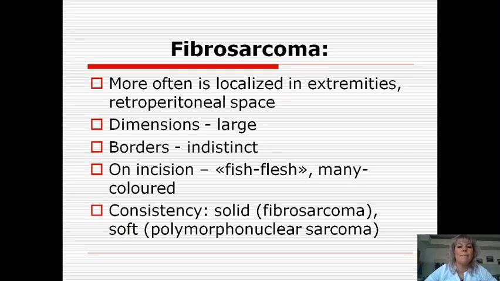Fibrosarcoma more often is localized in the extremities, retroperitoneal space. Dimensions large, borders indistinct. On incision we see fish flesh or many colors. Fish flesh means sarcoma, sarcos, fish meat. And consistency may be solid as a fibrosarcoma and may be soft as a polymorphonuclear sarcoma.